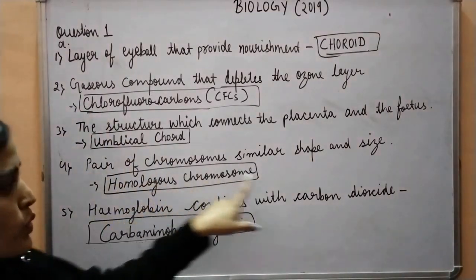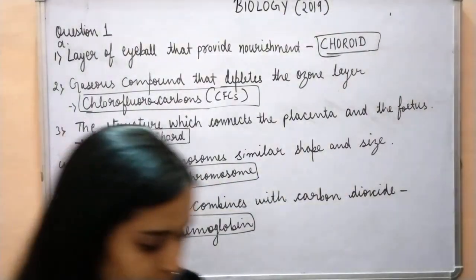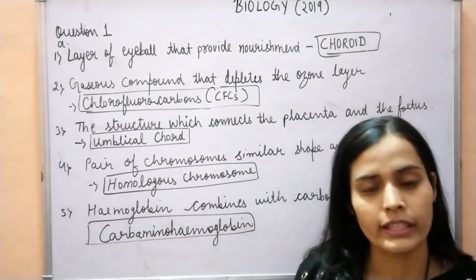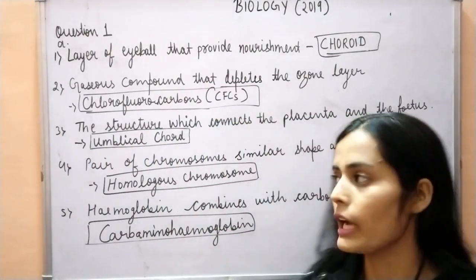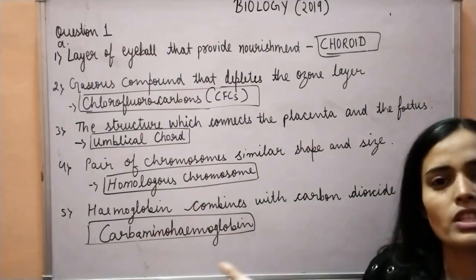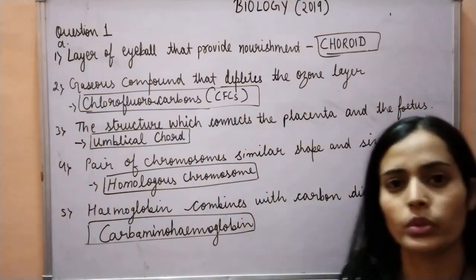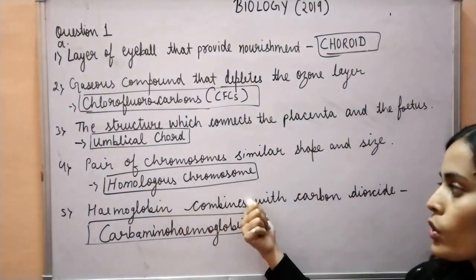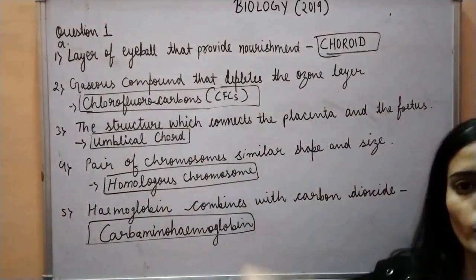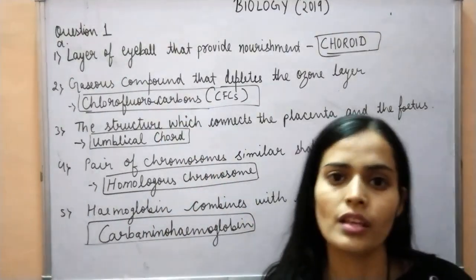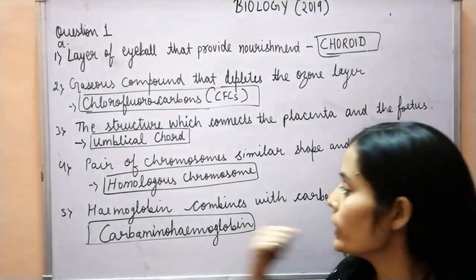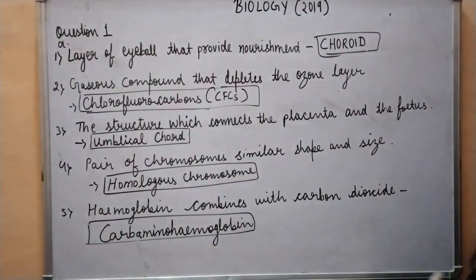Now, a pair of chromosomes similar in shape and size. We have already studied in the chromosome chapter that the chromosomes which are the same in shape and size, those chromosomes are known as homologous chromosomes, which come from the two different parents, right? Now, hemoglobin combines with carbon dioxide.